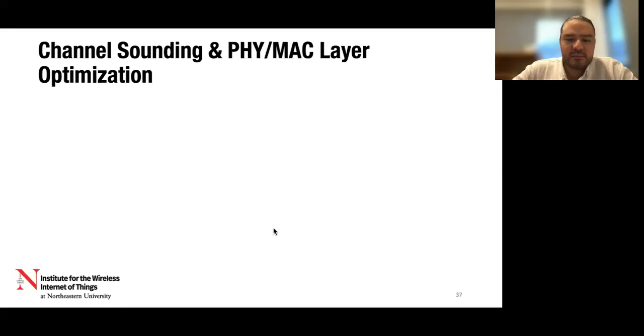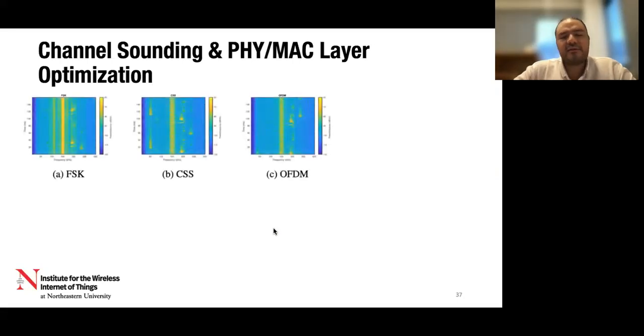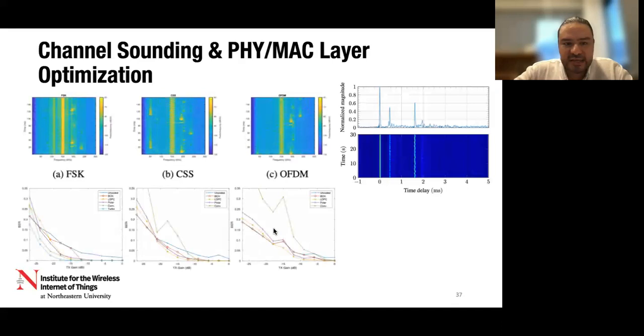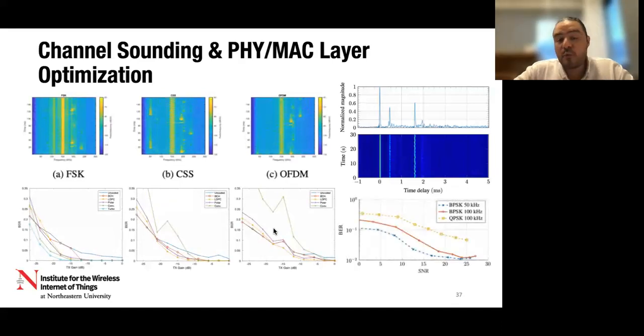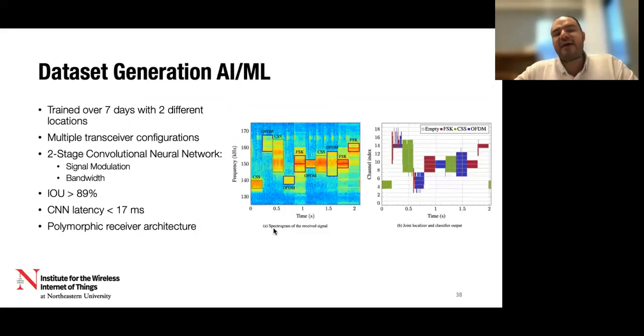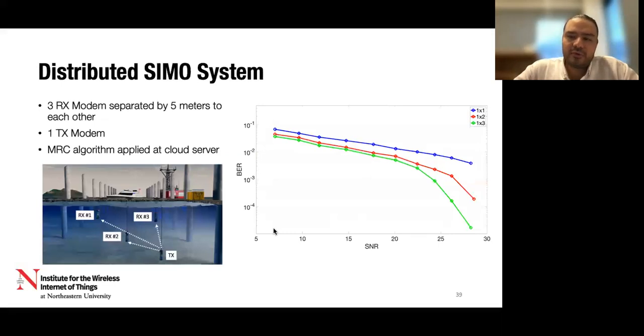So we've been using Marina to get channel sounding, as I was telling, and physical layer and medium access control optimization. We can generate different physical layers in real time, run them through the channel, get performance data, and then compare them to each other in different frequency bands and different bandwidths easily. The other thing that I was explaining is that we can have dataset generation for AI and ML applications, which I will mention in a little more detail in the next few slides, so I will skip that for now.